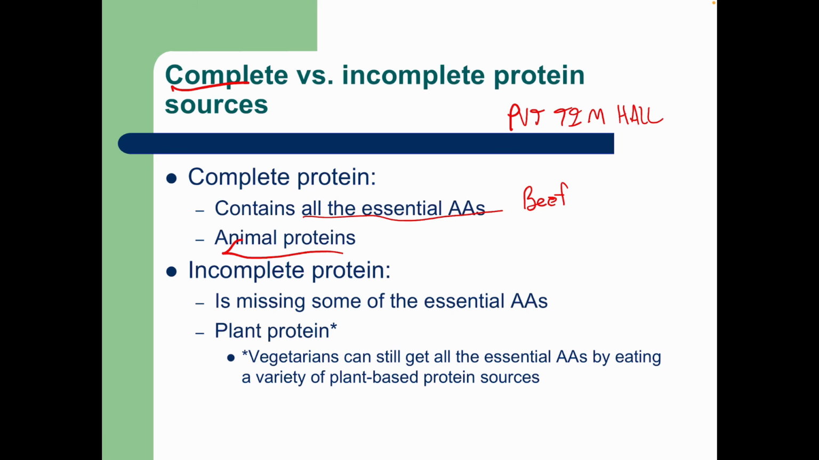But we also have incomplete proteins. So that means they're missing some of the essential amino acids. So even if it's just one, it'd be considered incomplete. So these include our plant proteins. But vegetarians can still get all the essential amino acids by eating a variety of plant-based protein sources. So different plant sources have different proteins. So one might be missing one while one's missing the other. So if you combine the right proteins, you would get your full protein source.